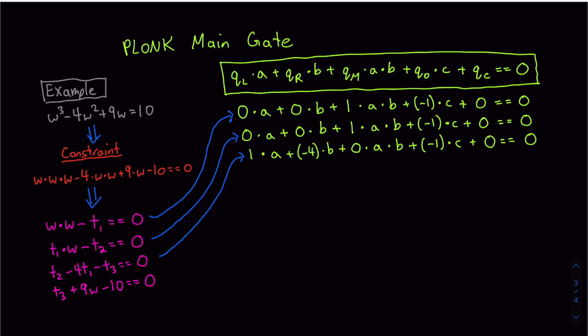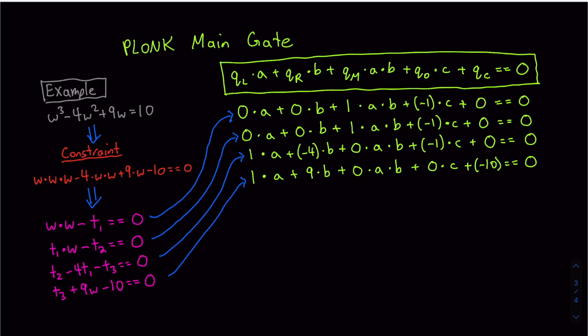Plugging it in, we get 1 times a minus 4 times b plus 0 times a times b plus negative 1 times c plus 0 is 0, which matches our constraint. And there you go. Even purely additive constraints fit naturally into the PLONK main gate. Finally, our last constraint only has two variables, t3 and w. That's fine, we'll use a and b for these, and c can be anything since it won't affect the equation.